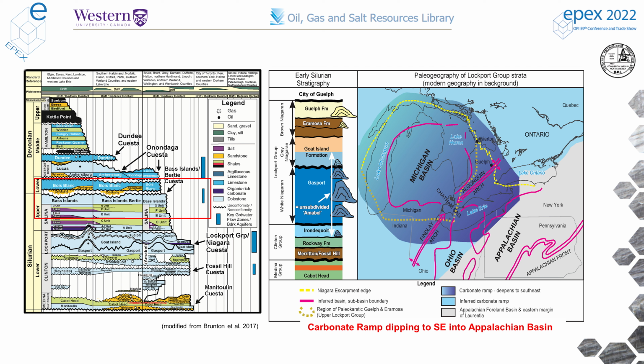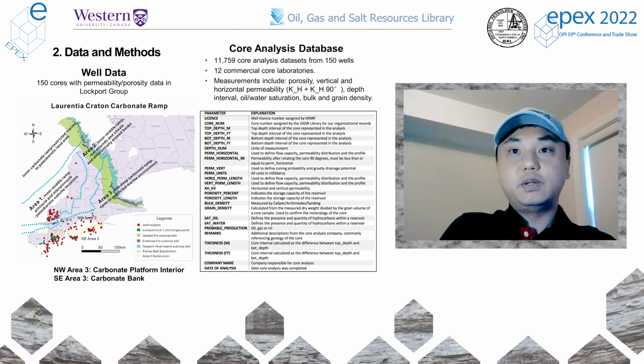Recent studies by the OGS reveal a new model that the carbonates in Lockport Group deposited in shallow water on the easterly dipping and tectonically active carbonate ramp, as shown in the figure to the right. So the data includes a total of 150 core wells and more than 11,000 porosity and permeability datasets. Based on the lithofacies analysis, the study area has been subdivided into 3 broad depositional realms.